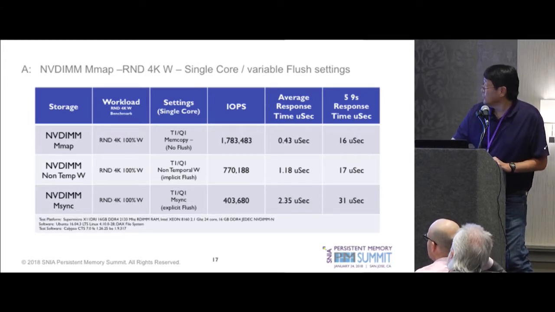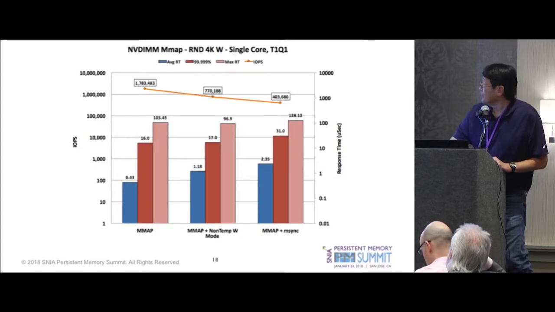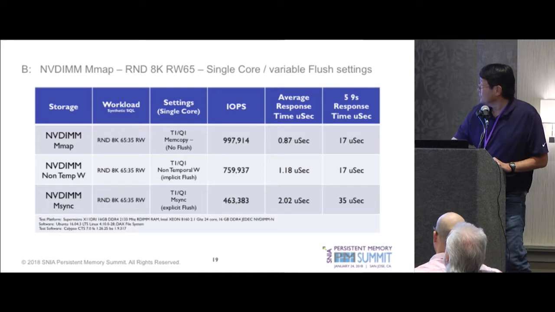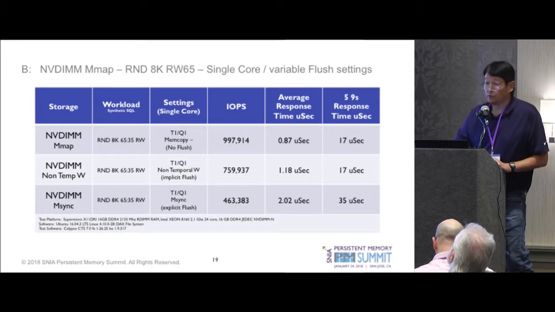So here you see 1.7, 770, 403. Okay, this is for the random 4K write workload. The next one, I'm going to bypass this for the interest of time, is the random 8K 65/35, 2 IO streams. And you see the same relationship where you have 900, 750, and 4, but it's a narrower range.